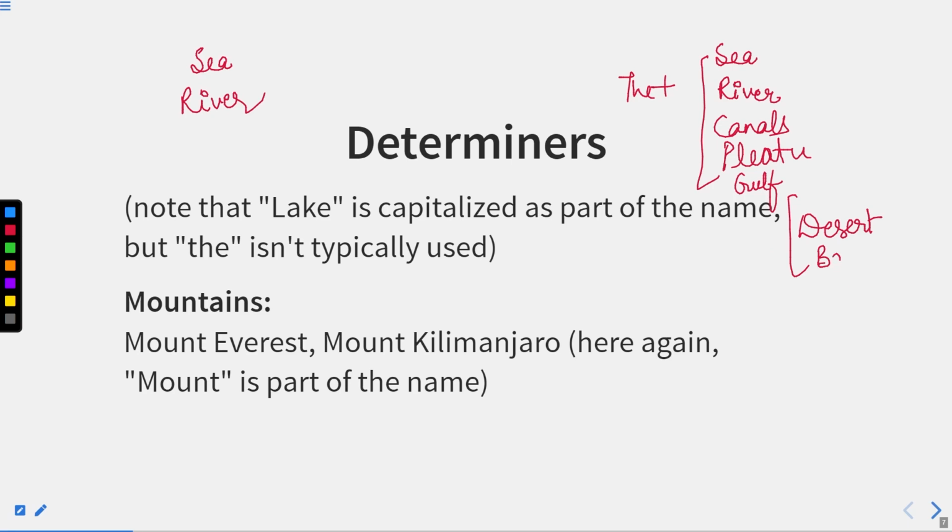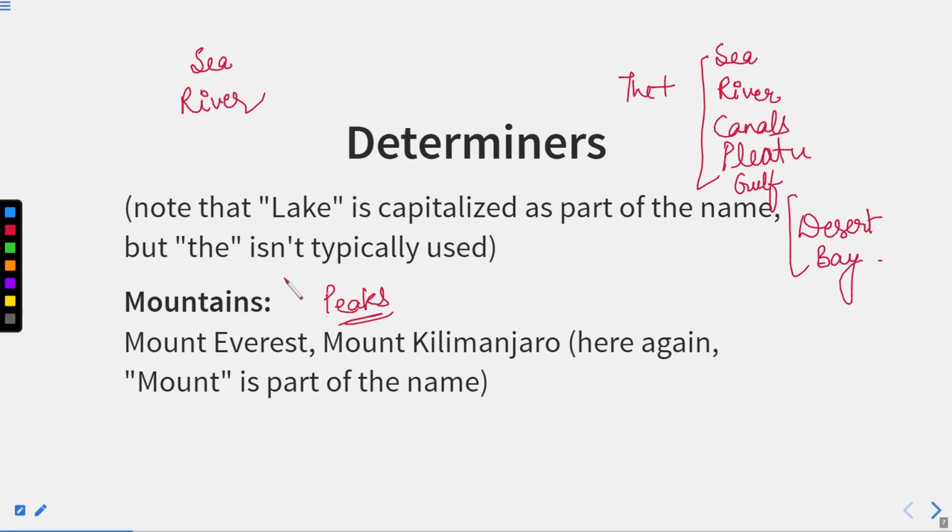Or bays, for example, the Bay of Hudson, the Bay of Bengal. So we can use the before these geographical terms. Now, for mountains, we cannot use the before a particular peak. Sorry, if we are talking about peaks of mountains, not ranges. That means if we are talking about peaks of mountains, before which we use the word mount, we cannot use the. For example, I cannot write the Mount Everest. It is Mount Everest. Mount Kilimanjaro. But I cannot say the Mount Everest.